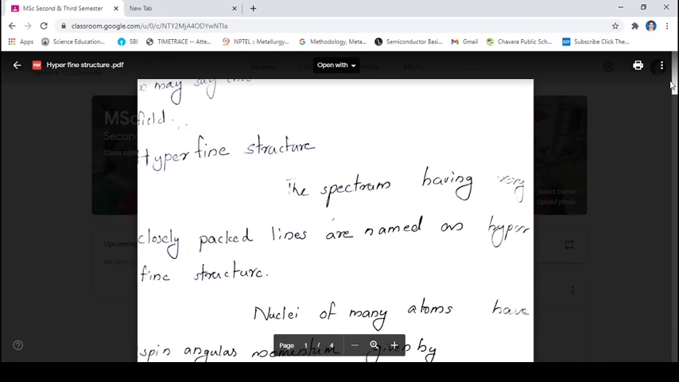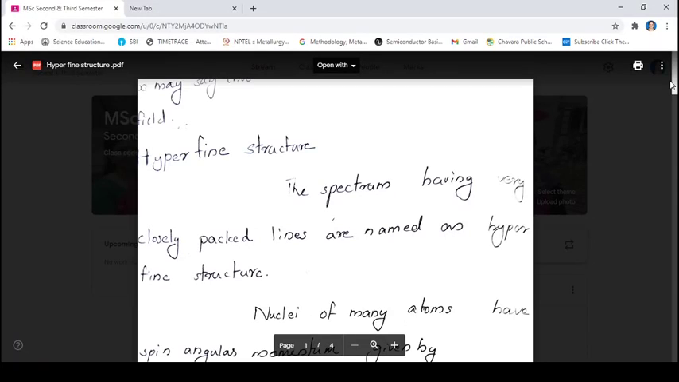So what is hyperfine structure? Here the lines split up into a larger number of lines. That means instead of a single line, you will see a large number of lines. Such a type of spectra is known as hyperfine structure.